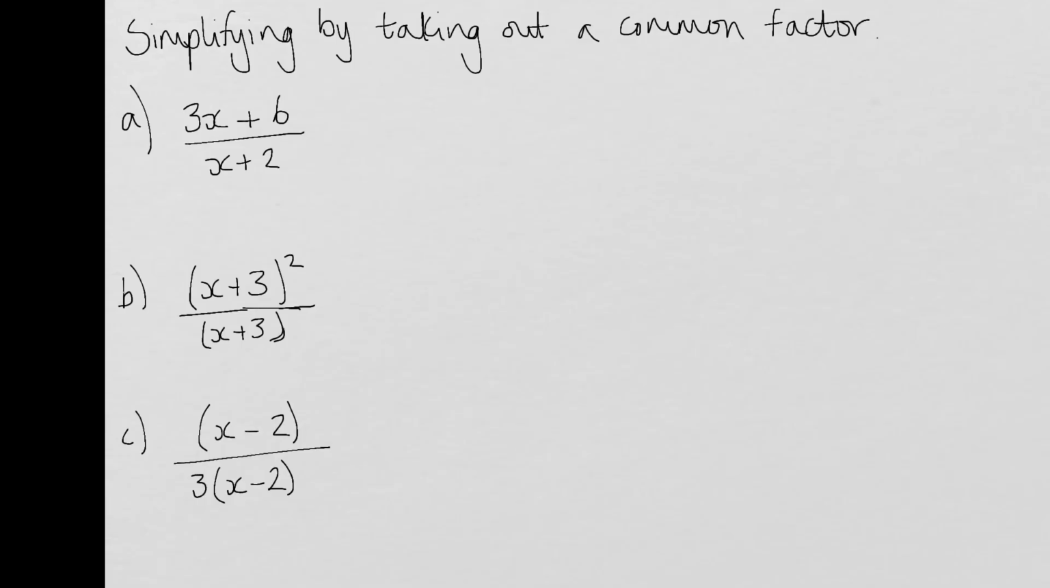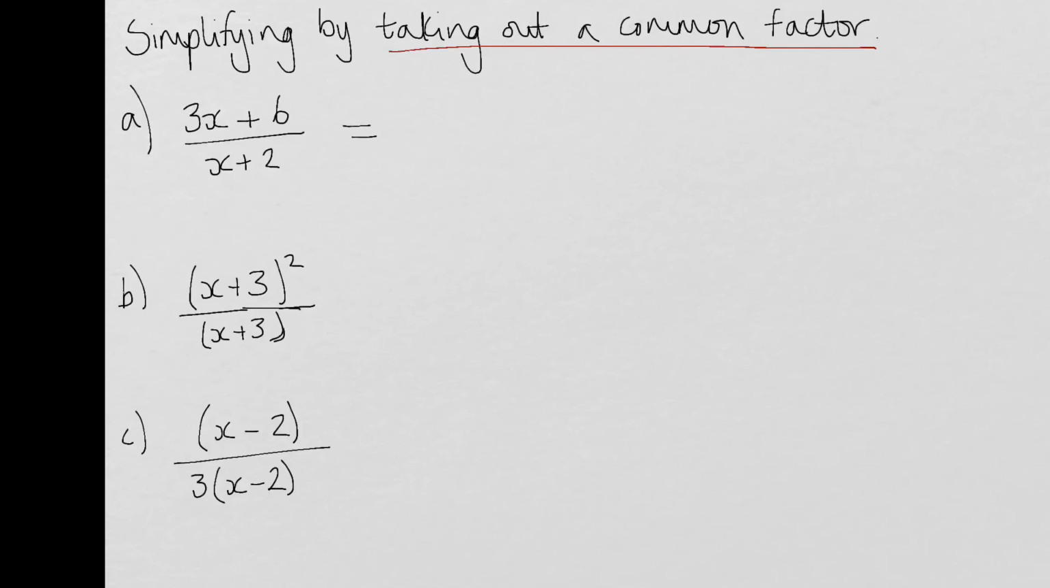Okay, so the final little section that we're going to look at for this first video then is simplifying an algebraic fraction when we first of all need to take out a common factor. So let's have a look at the first example. You've got 3x plus 6 over x plus 2. It doesn't look like there's anything you can cancel down here. You certainly can't cancel down x's unless there's an x in every term in the denominator.